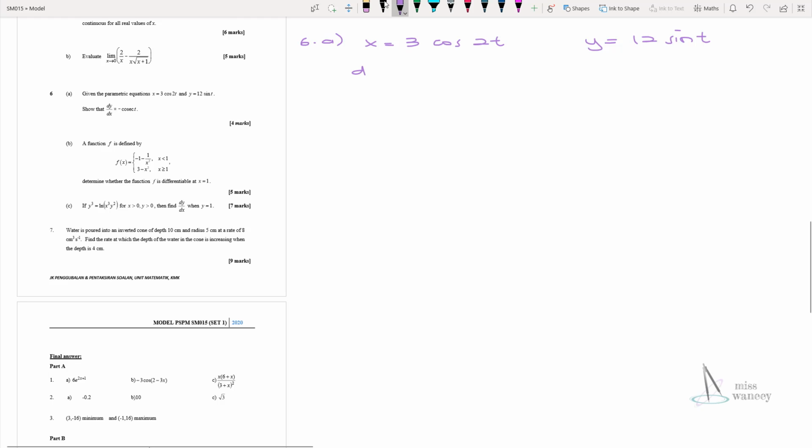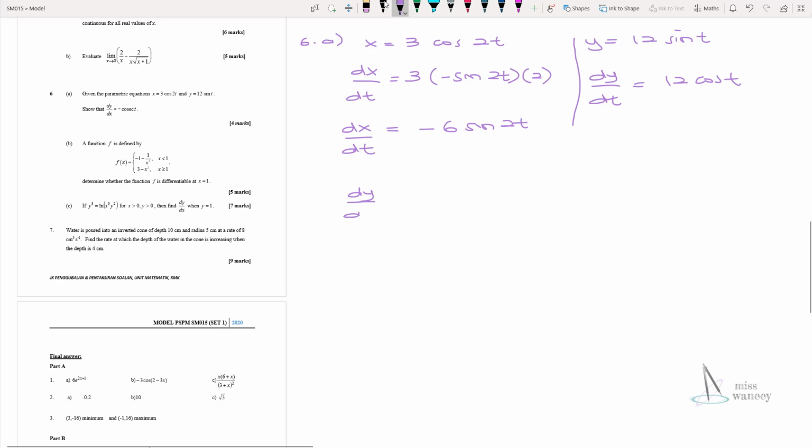Okay, so let me differentiate this first. So differentiate this dx over dt. So simply copy down the constant, differentiate cos, I'm going to get negative sine of 2t, and then we are going to differentiate 2t, which is 2. So this one will be negative 6 sine of 2t. So this is dx over dt. Meanwhile, for the y is equal to 12 sine t, so dy over dt is equal to 12 cos of t.